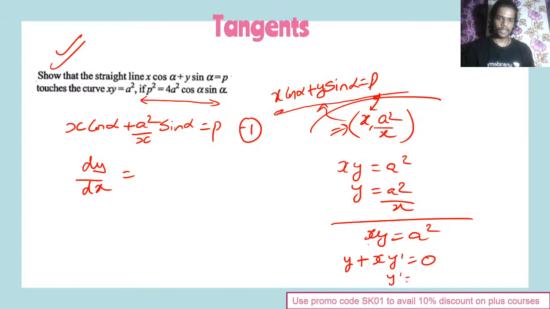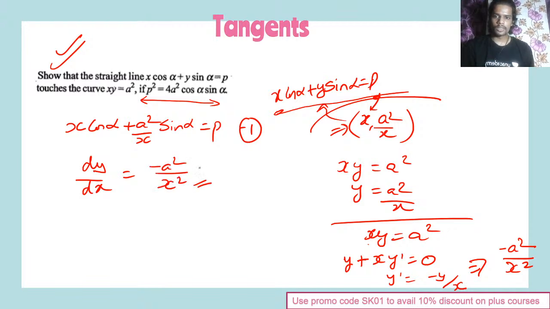So y dash is actually minus y upon x, and minus y upon x at this point. The point is x comma a square by x. So it would be equal to a square by x on x. So it would be equal to minus a square by x square minus y by x. Okay, minus y by x. So dy by dx is minus a square by x square.